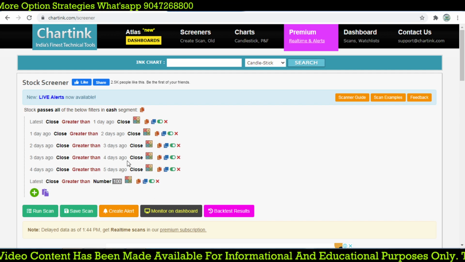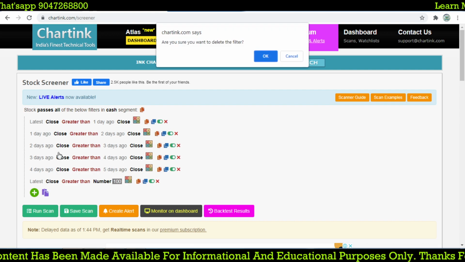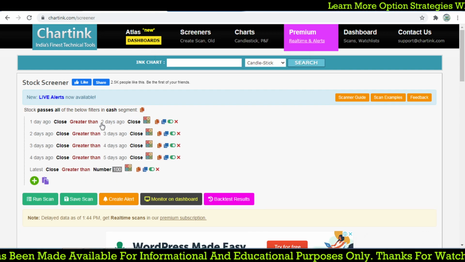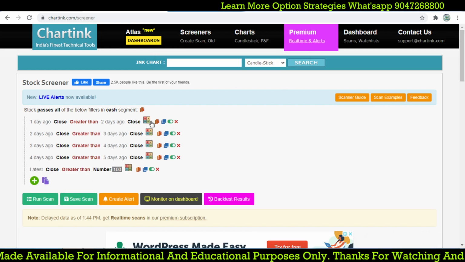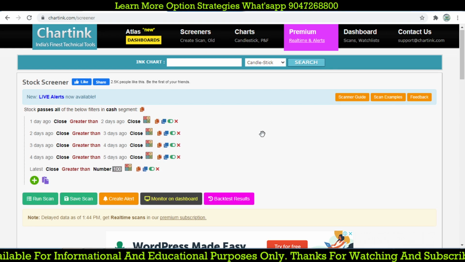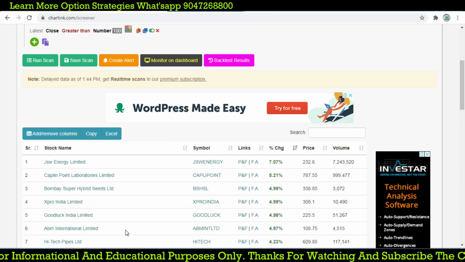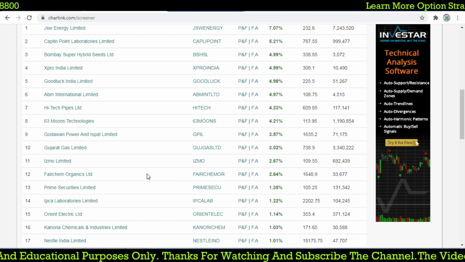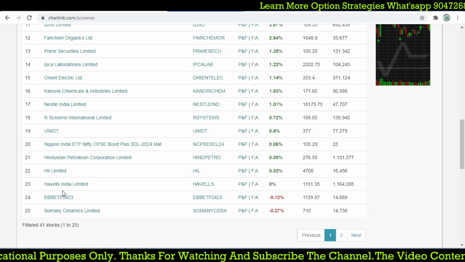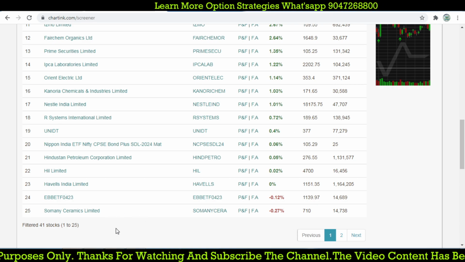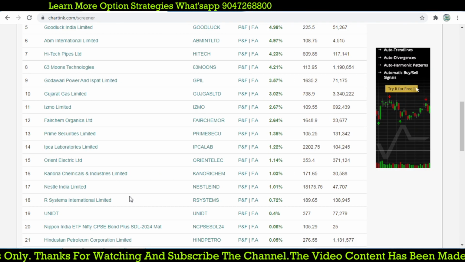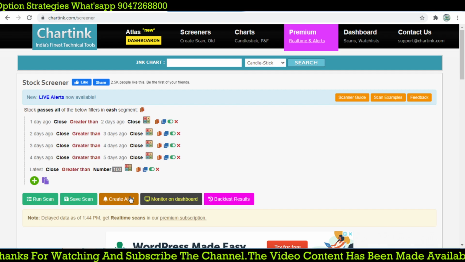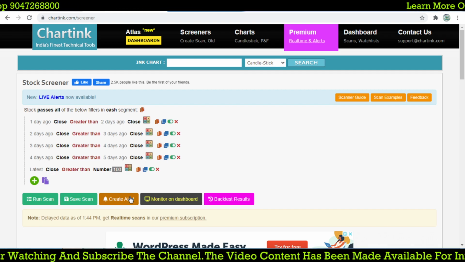The simple thing you want to do: 1 day ago close is greater than 2 days ago close. Like that, if you are filtering, you will get those stocks for tomorrow. These are the stocks which you are going to focus on for tomorrow's trade, right? Total 41 stocks are there. Even Havells is coming up in this particular scanner, Hindustan Petroleum. So 1 day ago close is greater than 2 days ago close, and likewise we are going to check it out.